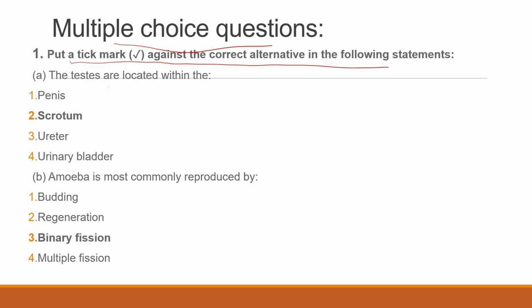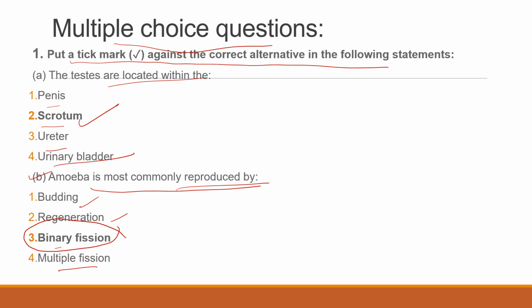The testes are located within the penis, scrotum, ureter or urinary bladder. The testes are located within the scrotum. Now the next question is, amoeba is most commonly reproduced by budding, regeneration, binary fission or multiple fission. They are mainly reproduced by binary fission.